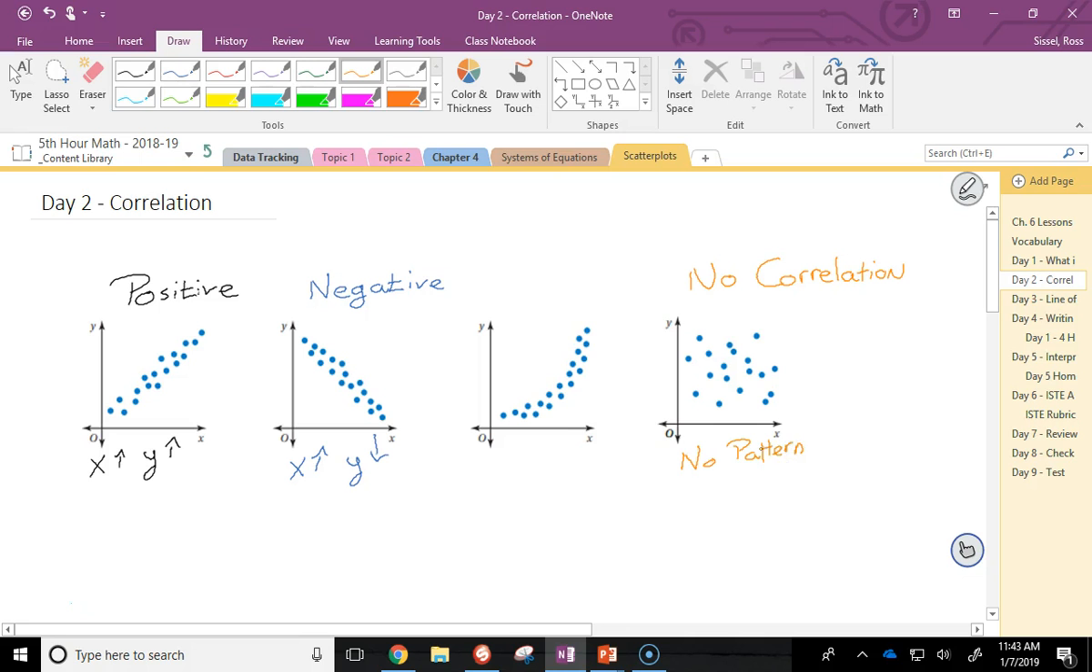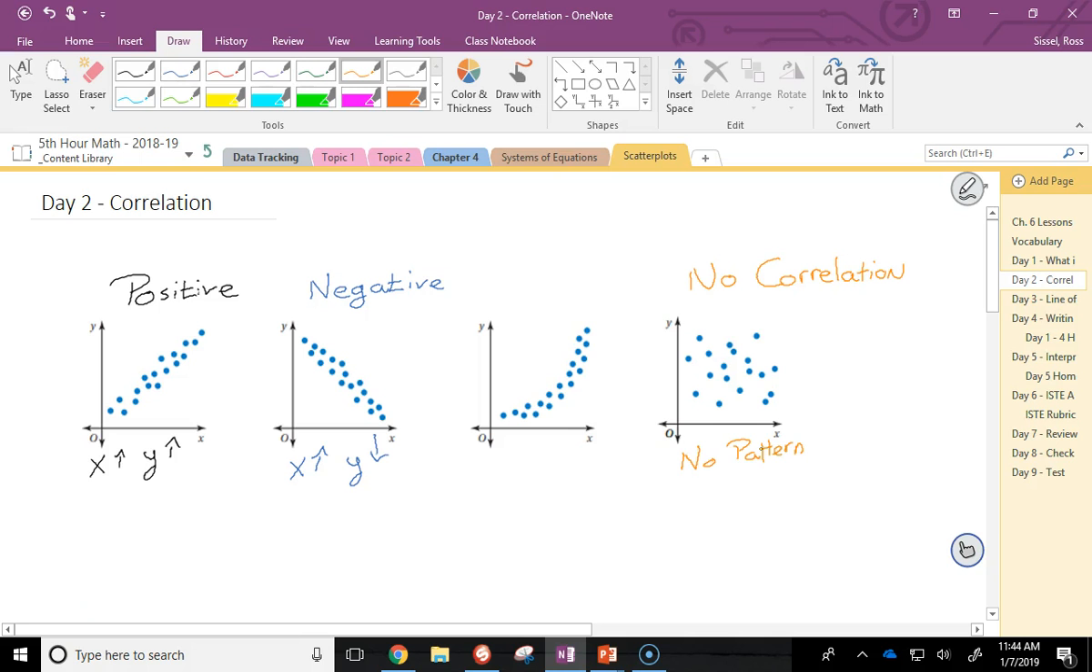Can anyone think of something that probably has no correlation? What would be something that would probably have no correlation? Like people's age versus their favorite colors. Yeah, age versus favorite colors. What do you mean?